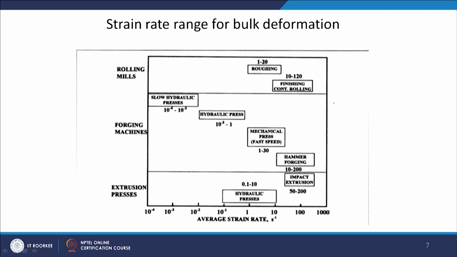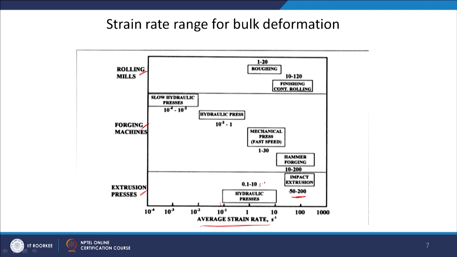Before coming to that, I just wanted to show you the strain rate range for different bulk deformation processes. So, you have rolling, you have forging, and you have the extrusion process. And the average strain rate of these 3 processes is given on the x axis. For extrusion, if we are using a hydraulic press, the strain rate is in the range of 0.1 to 10 per second. For impact extrusion, very high velocity extrusions, the strain rate is in the range of 50 to 200 per second.